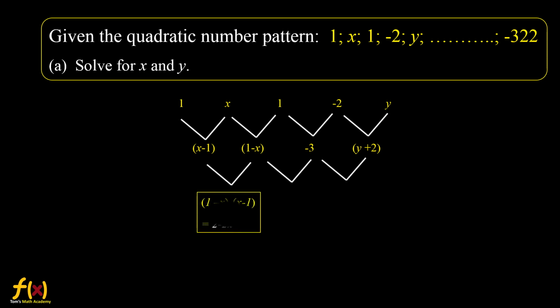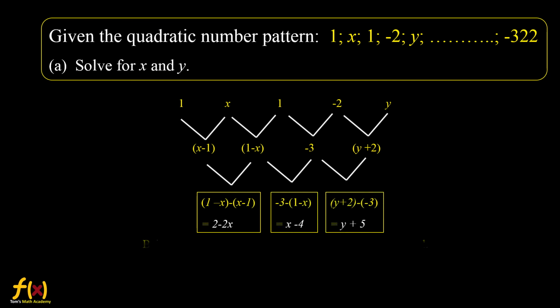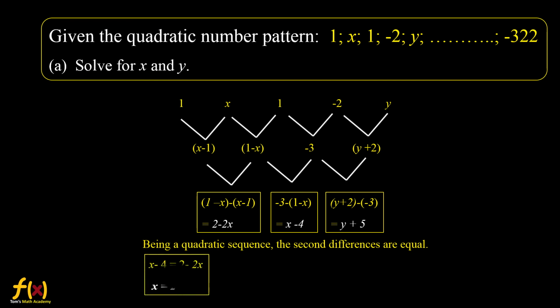Okay. What do we know about second differences? For a quadratic sequence, the second differences are equal. So we equate x minus 4 must be equal to 2 minus 2x. From there we solve for x equal to 2. Again, y plus 5 must be equal to x minus 4. Substituting for x equal to 2 and solving for y, we get y equal to minus 7.